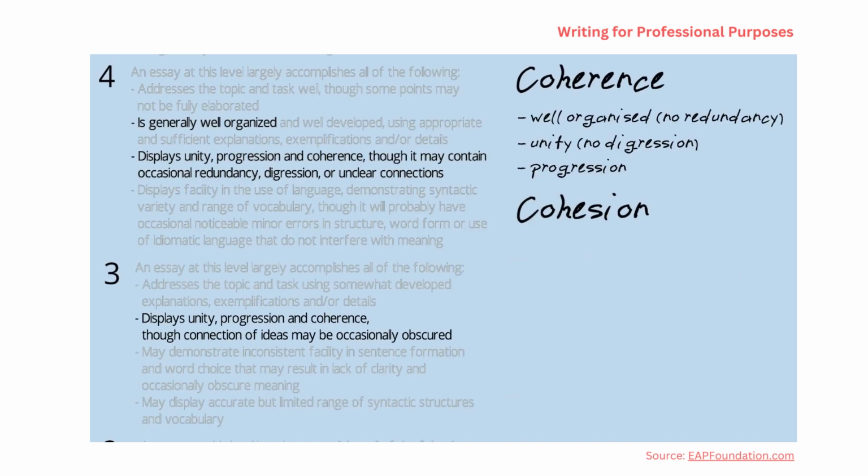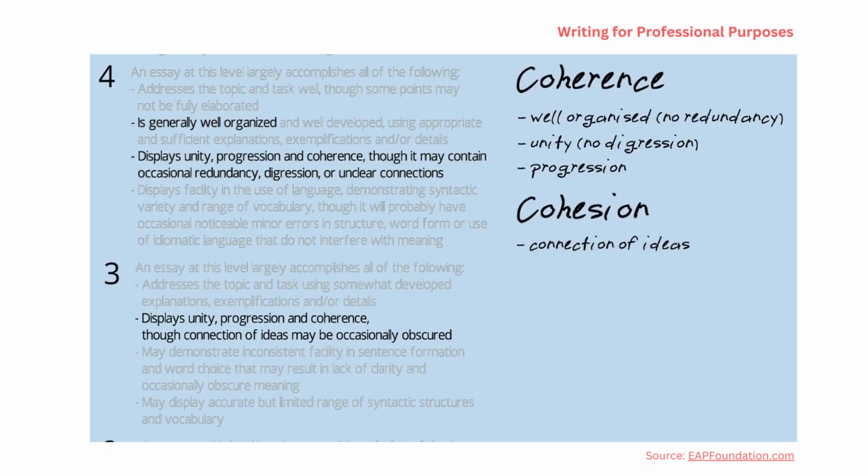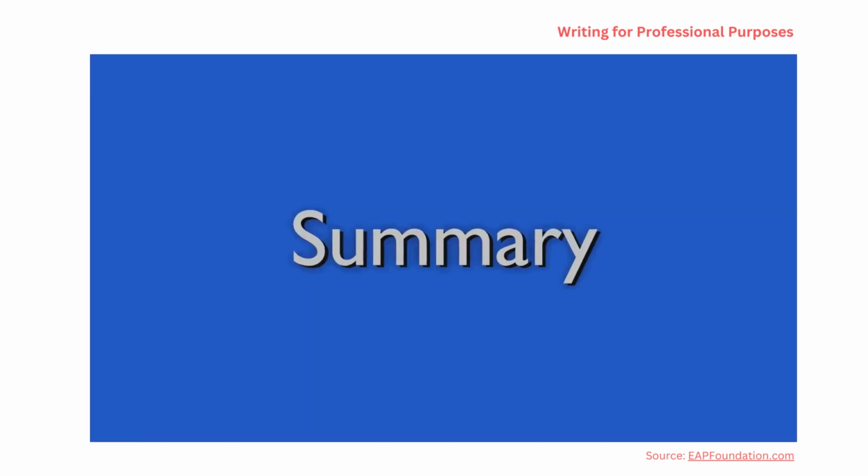So again, all of these ideas are ones which we mentioned earlier when looking at coherence. In terms of cohesion, the rubric is much simpler. It just talks about connection of ideas. This doesn't mean the things we've talked about are not important, because in order to connect ideas, you need reference words, repeated words or ideas, transition signals, substitution and ellipsis. So it's not that those things aren't important, it's just that they're not mentioned explicitly in the rubric.